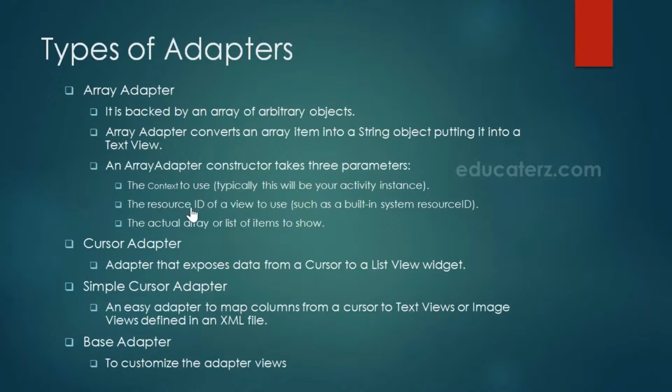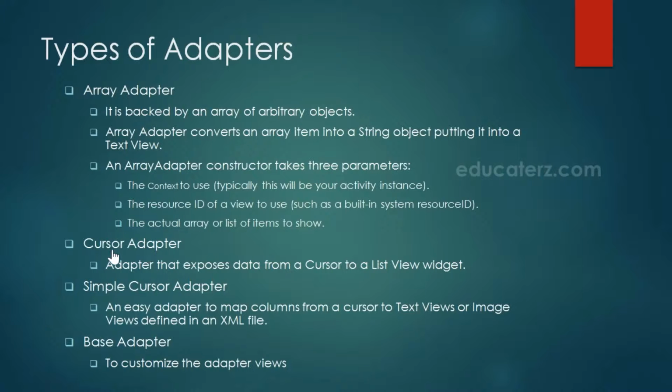The second one is the resource ID of a view to use. This is a predefined, built-in system resource ID. And the third one is your actual array of the details. So these are the three parameters taken by the array adapter.